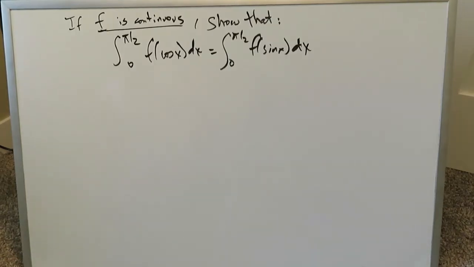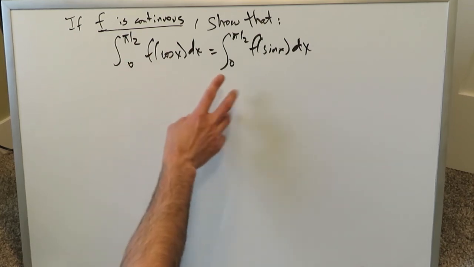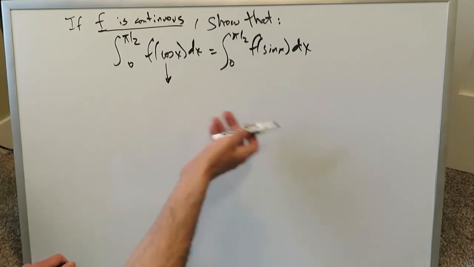Let's look at this question number 3. If a function is continuous, we have to show that this side is equal to this side. The integral of the function of cosine x from 0 to pi over 2 is equal to the integral of the function of sine x from 0 to pi over 2. It's not a hard question because all we have to do is show that that is equal to that. And you don't need to be thinking about the substitution technique over here. You can just think about direct solving of this question.